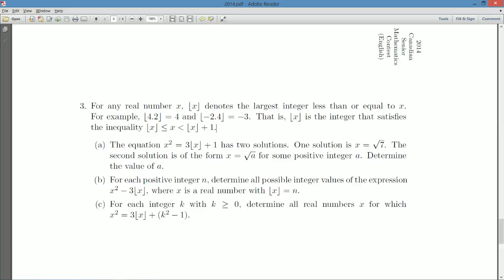How about B? For each positive integer n, okay, so I might be seeking some new notation. Determine all possible integer values of the expression x squared minus 3 floor x, where x is a real number with floor x equal to n. Okay, so we want all possible values of that expression. All right. Okay, I think I know where we're going with this.